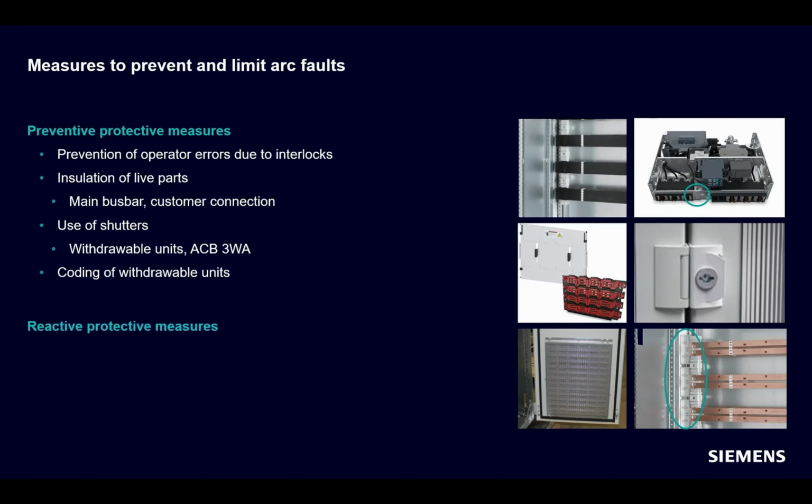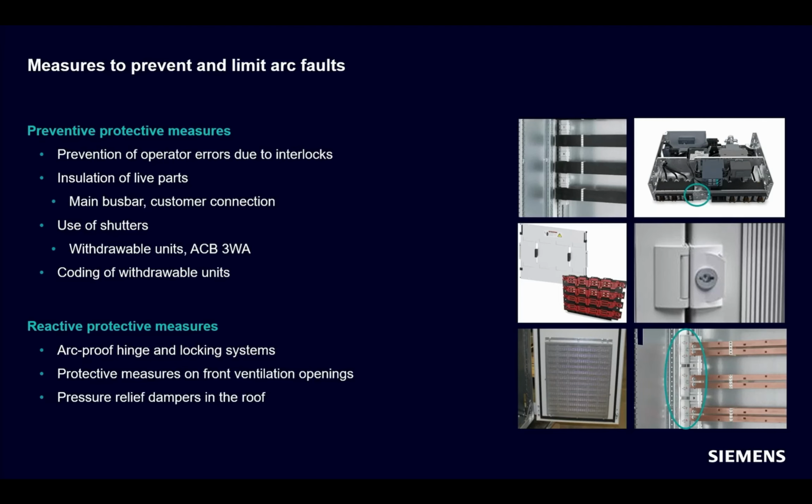Reactive measures include, for example, the arc-resistant hinge and locking system, as well as protective measures at the front ventilation openings, along with pressure relief flaps in roof plates. Furthermore, the use of the arc barrier, which prevents the arc from moving from one cubicle to the next, is a simple and efficient means of limiting an arc fault to one cubicle.